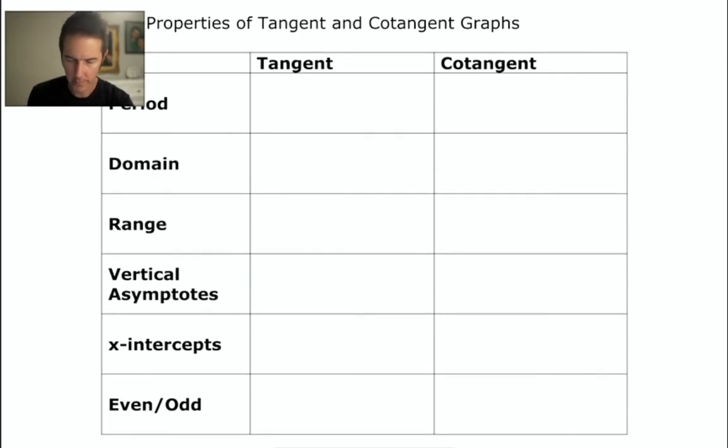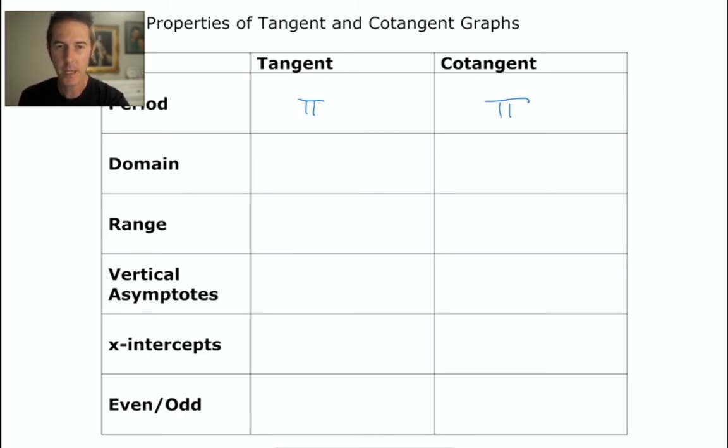All right, let's quickly fill in this table. What's the period of the tangent function? Pi. How about the period of the cotangent function? Same, pi. And now you've got an image in your mind that you just drew meticulously, which will hopefully jog your memory, and you can see that period of pi between those asymptotes.